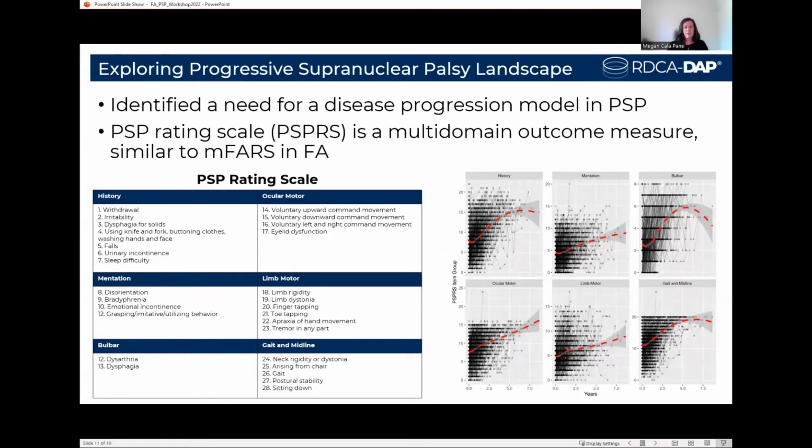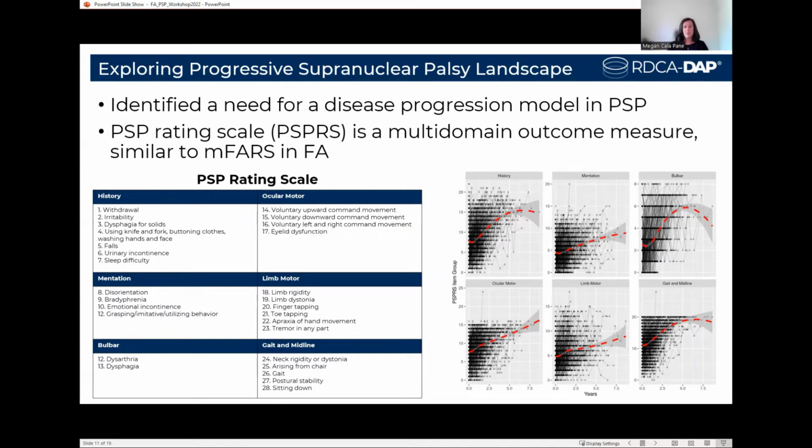And then next, I want to briefly pivot away from Friedreich's ataxia and transition into progressive supranuclear palsy to share how we have been applying some shared learnings to advance model development in this space. So PSP is another rare neurodegenerative disease that causes progressive impairment of balance and walking. And in PSP, a commonly reported outcome measure in contemporary trials is the PSP rating scale, or PSPRS.